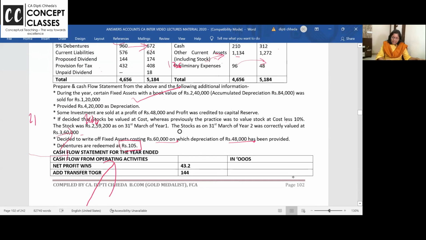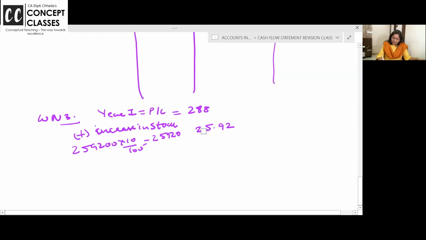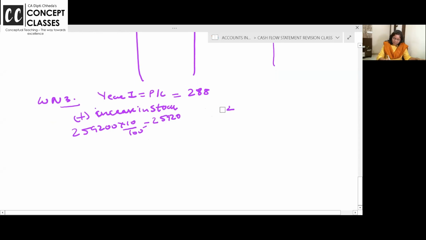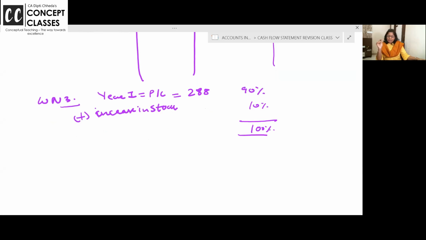1 minute. It was decided that stock of last year was valued at cost less 10%. And last year's stock is 259,200 is 90%. Sorry. We'll have to work out 100%. No, please cancel this. ये जो लिखा है ये गलत है. 288 is 90% stock. 10% कम value किया है, undervalued. So 100% is how much? Like that. I took directly 10%. I hope you are getting.